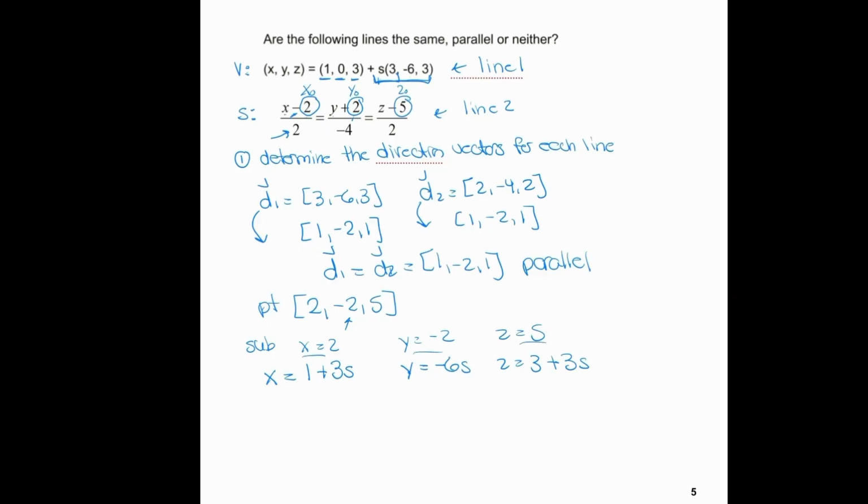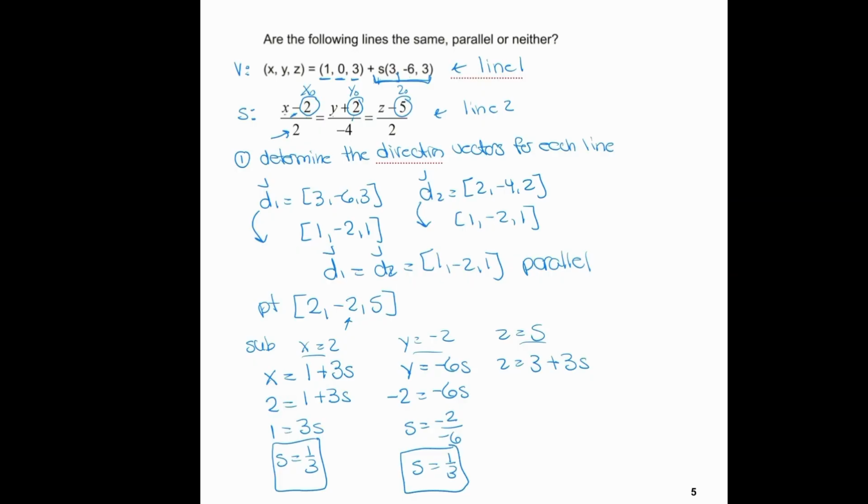So now let's sub in these values. If x equals 2, 2 equals 1 plus 3s, we're just going to rearrange and solve. So 2 minus 1 becomes 1 equals 3s. So s is equal to 1/3. So that's our first multiple. Now let's do the same thing for y. If y is equal to negative 2, that equals negative 6s. So s is equal to negative 2 over negative 6. If I reduce that, I get positive 1/3. Okay, so our first two scalar multiples are the same.